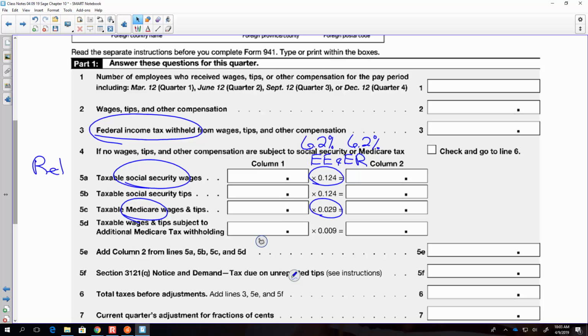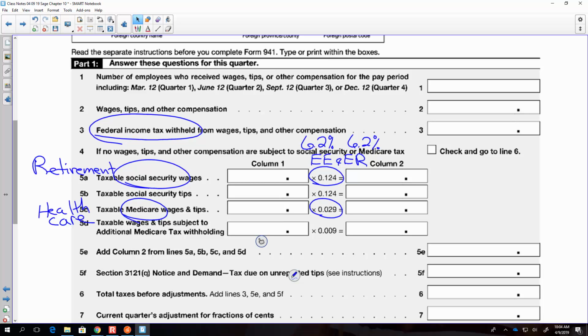So remember what Social Security is? Social Security is for your retirement. Medicare is for what? What's Medicare for? Medical. Health care. Correct. Again, you will never fill this form out on paper. It's going to be done electronically in most cases. So that's the purpose of this form.